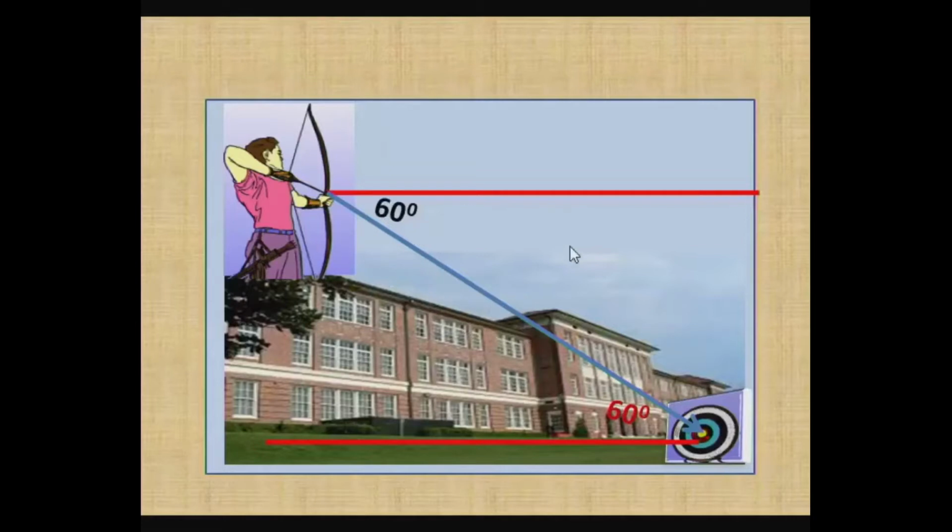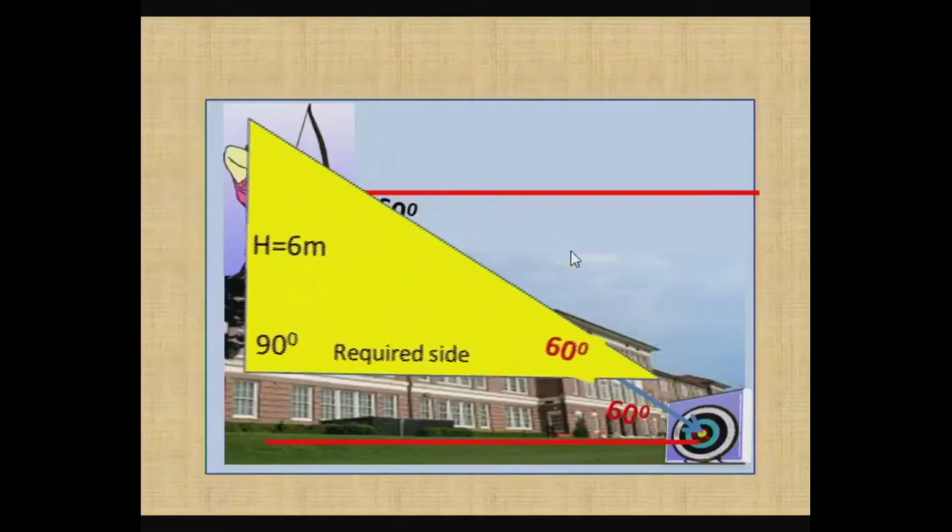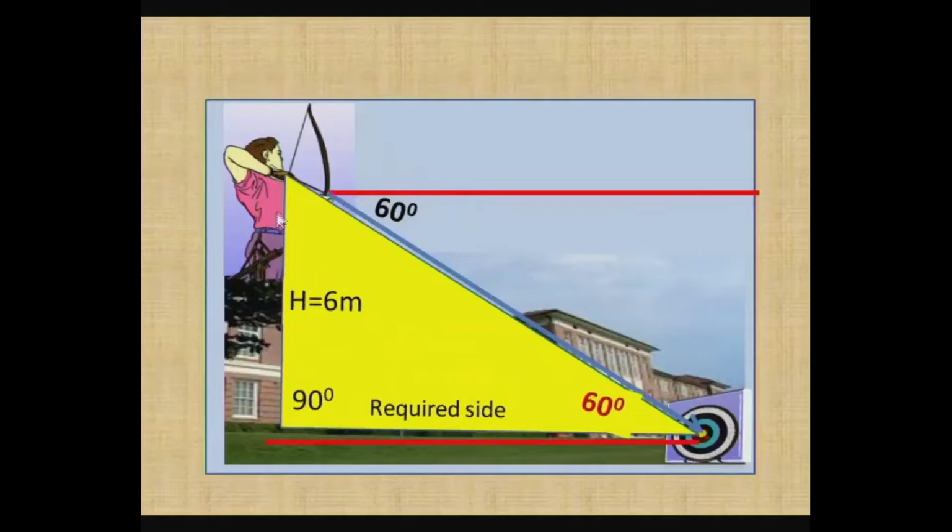How do we draw our triangle? Like this. See, this is our triangle, this is the height of the building, 6 meters is given. This is 60 degrees, since this depression is equal to this, and this is a right angle triangle. What is our required side? This is the distance between you and your target. How to find it? The same formula we have to use here.